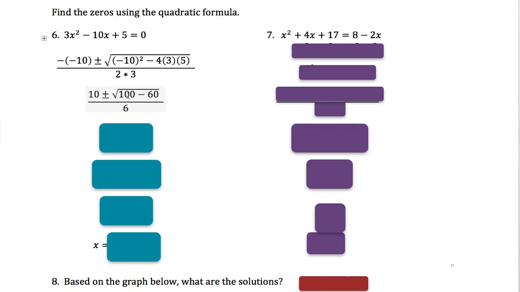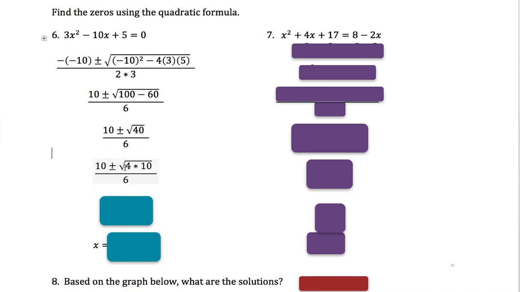All right, now the next step, we need to combine the 100 minus 60. The 10 is going to stay the same, the 6 is going to stay the same, and 100 minus 60 is just 40. Now, I need to find out if I can reduce this radical. 40 is not a perfect square, so I might be able to reduce it, and I can because 4 times 10 is equal to 40. And so I have the square root of 4 times the square root of 10, so the square root of 4 is just 2. Square root of 10 cannot be reduced, so that's going to stay under the radical.